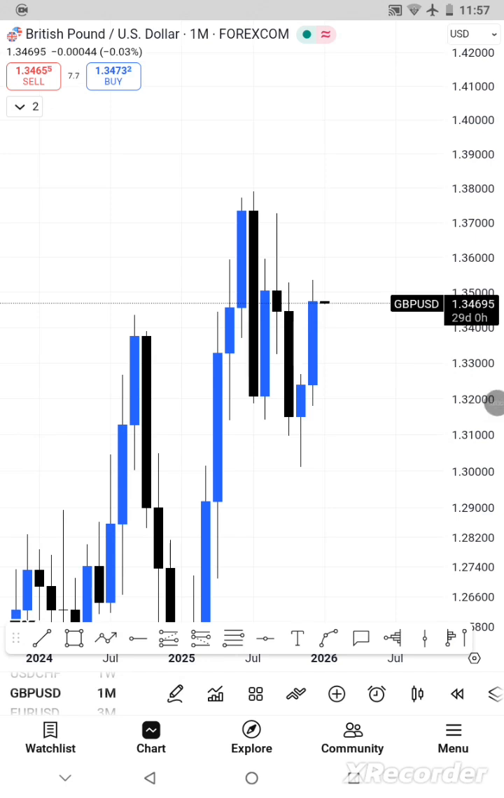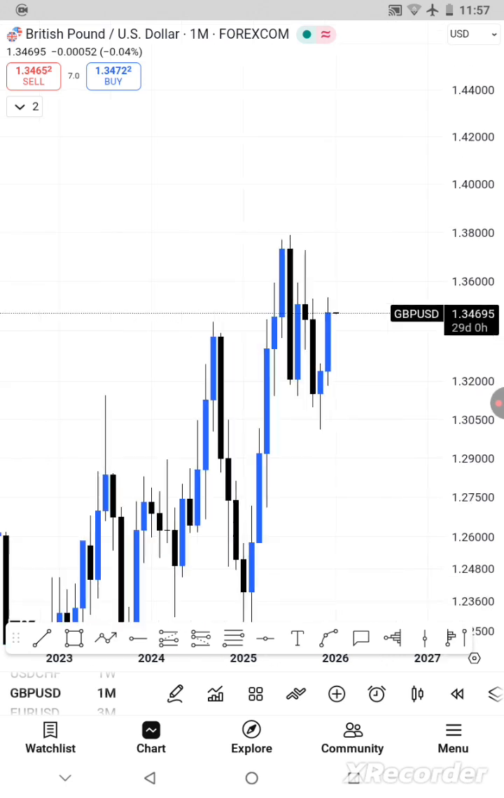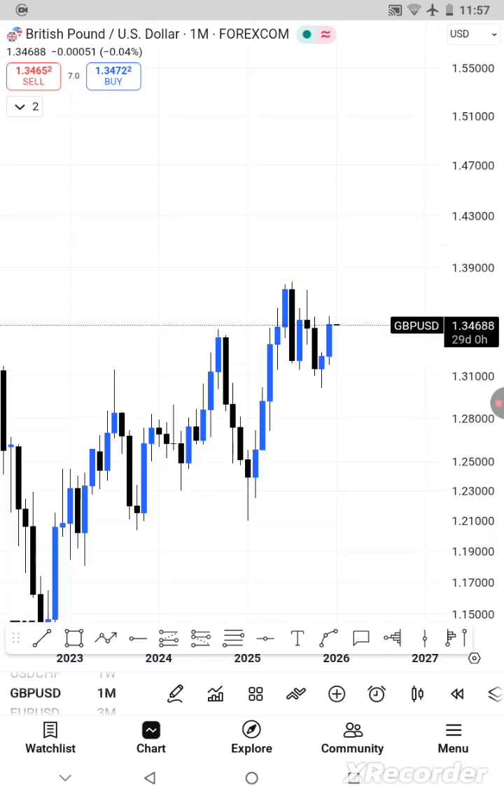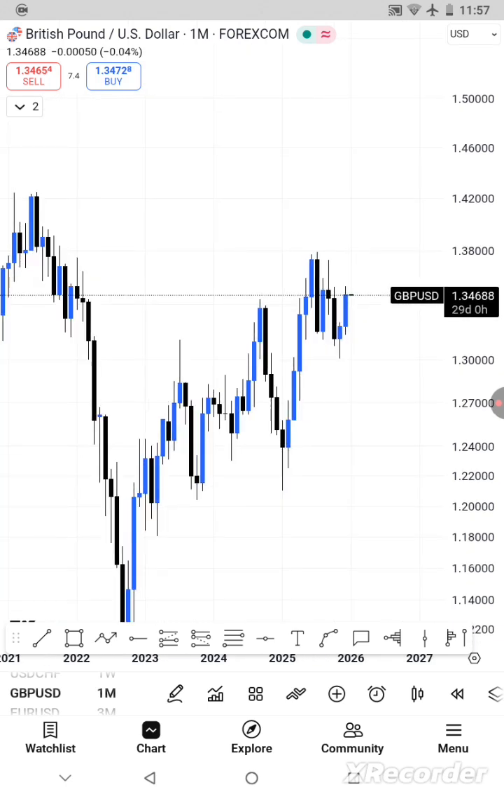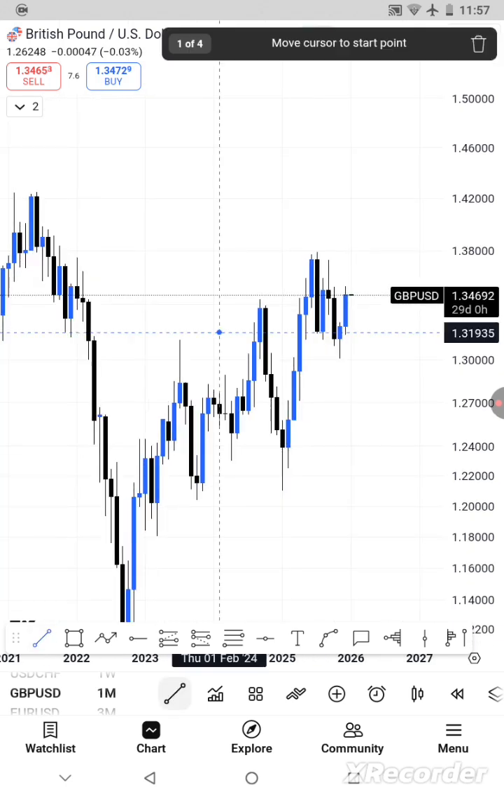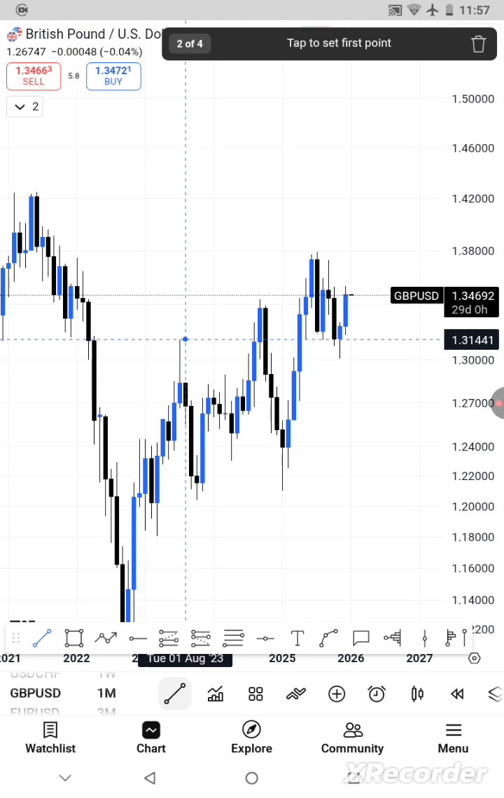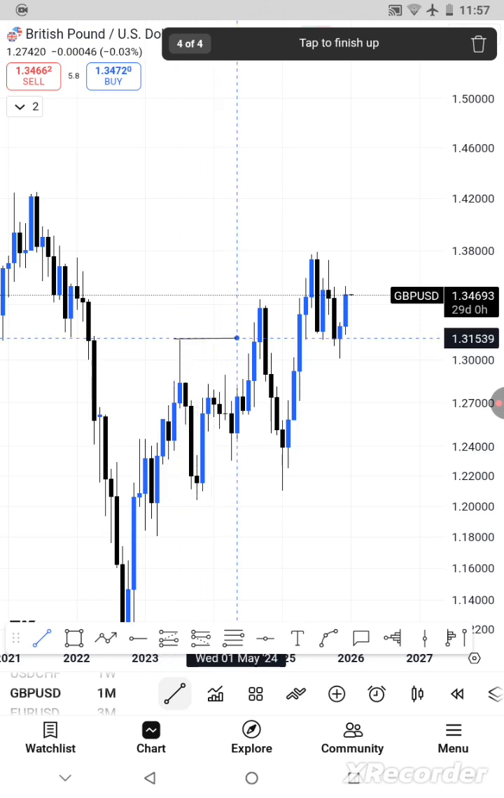First of all, we're starting from the monthly time frame. As you guys can see, on the monthly time frame the market is bullish overall. You can see that the market is making a series of higher highs and higher lows.